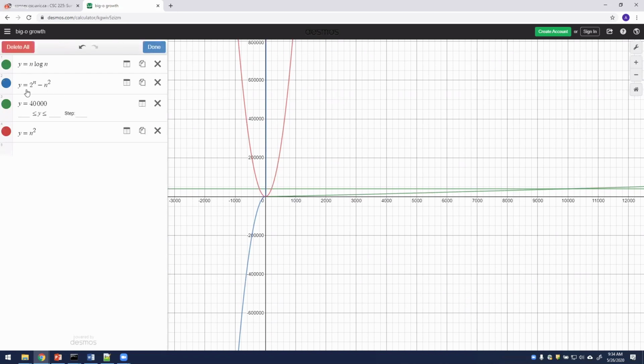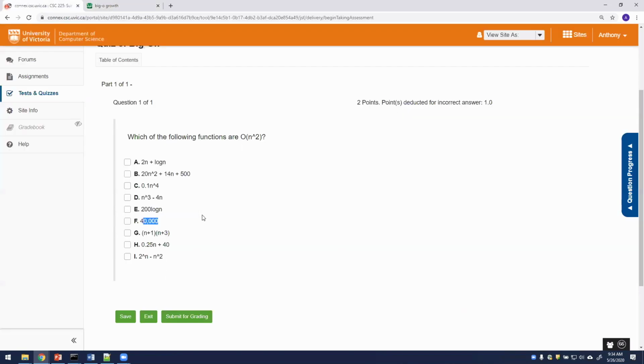I can change the color of this as well. Does this kind of make sense? So it's kind of thinking about which of these curves fall underneath the n squared curve. And if so, then they're all big O of n squared.